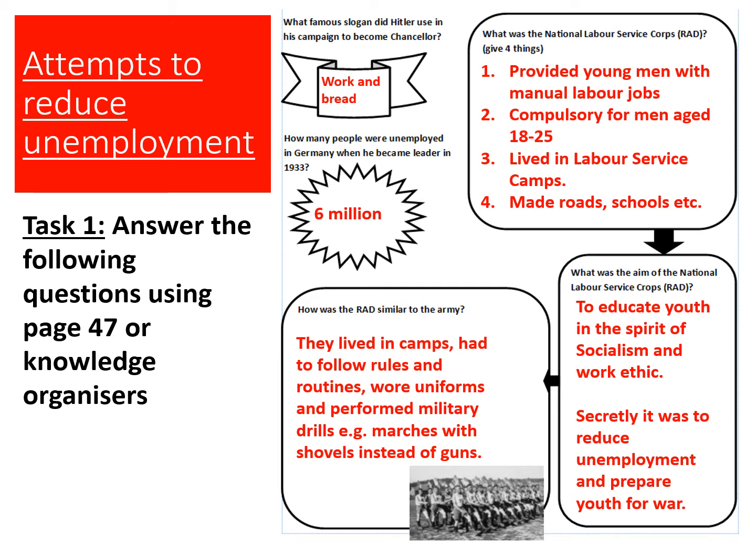Secretly, the aim of the RAD was to reduce unemployment. If you're forcing men to join a group, that means that they're no longer unemployed, so you can cross them off that 6 million figure, even though they're being forced to join this group.